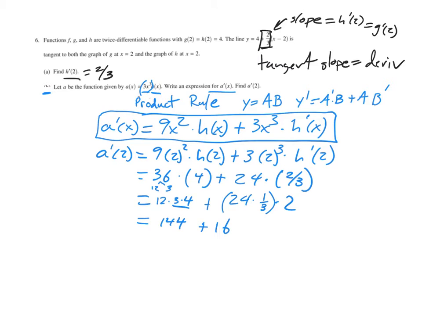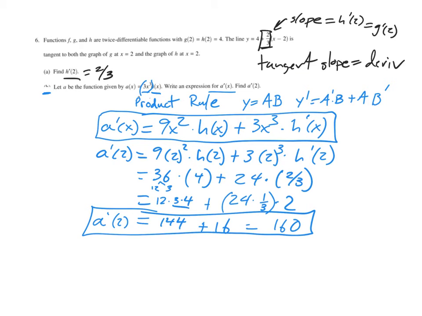All right, so I got 144 plus 16. That's 160, and so we could say that a prime of 2 is 160. All right, so A and B are done. Easy peasy, nothing really to it, simple stuff. Let's go on to part C.